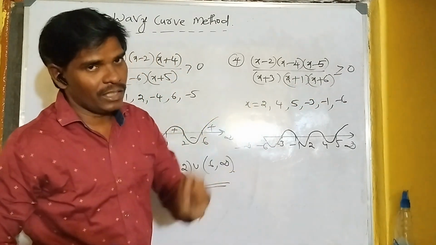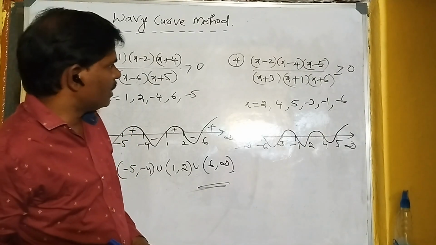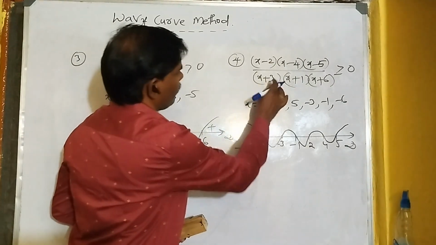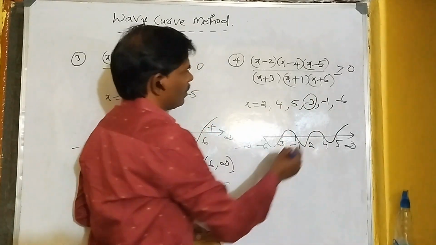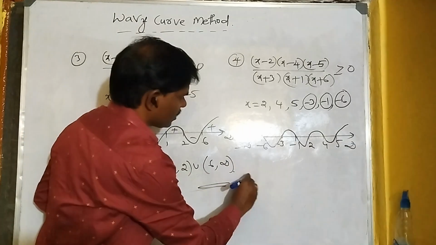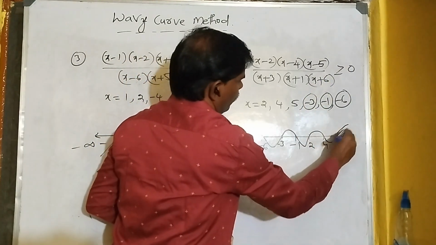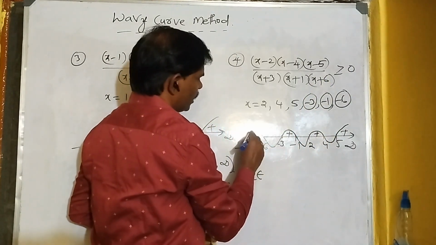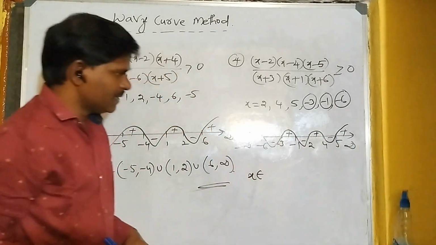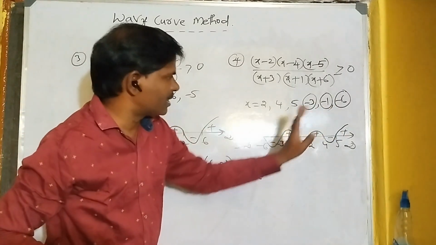Downside part is not included. Downside part not included means upside part is included. Okay, downside part: -3 is not included. Next, -1 is not included and -6 is also not included. Okay, in this case, what is the answer? x belongs to the positive values. This is positive. Next, this is also positive. Downside is negative. Okay, in this case, positive values. -3, -1, -6 are not included.